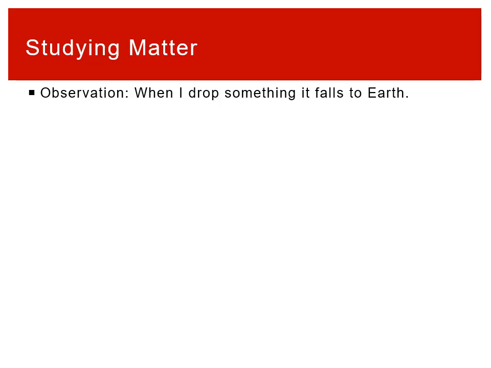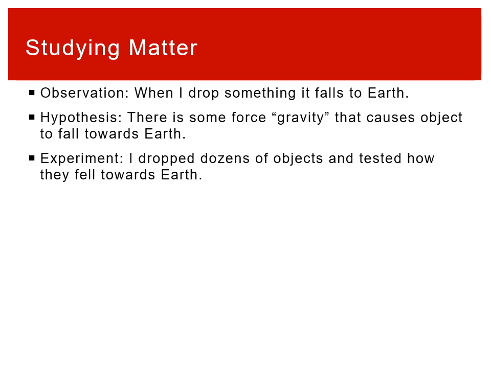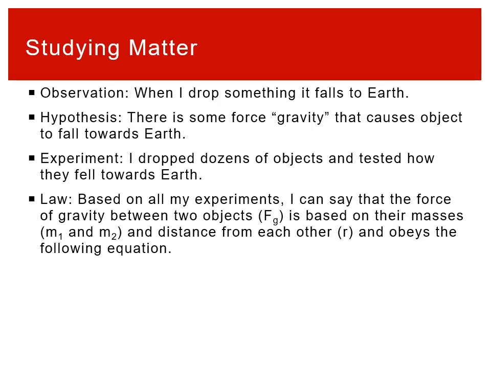So if we want to think about this in context, your observation: when I drop something, it falls to Earth. Okay, so that's something you can observe. Hypothesis: there is some force called gravity that causes objects to fall towards Earth. Experiment: I dropped dozens of objects and tested how they fell towards Earth. Law: based on all my experiments, you could have come up with the law of gravity, right? You keep dropping objects long enough, you see how they fall towards Earth, you can verify that gravity exists.